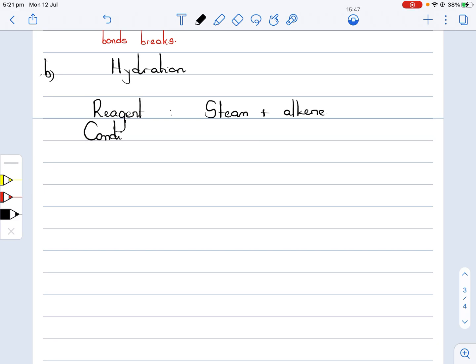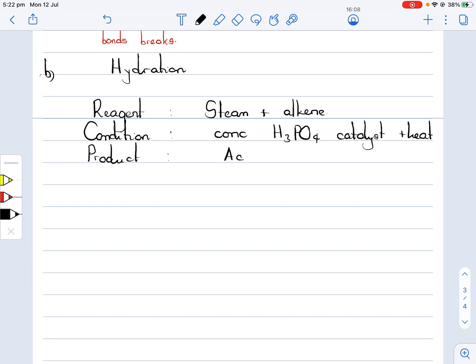There are also conditions that are required for hydration to occur. We need a catalyst. In this case, concentrated phosphoric acid is going to be required. And apart from that, we also require heat. The final product that we're going to form when this reaction happens is going to be an alcohol. I'm going to use a different alkene. This time I'm going to use propene. Prop meaning that I have 3 carbons. In meaning that I have a double bond somewhere between any 2 carbons. So this is where my double bond is going to be.